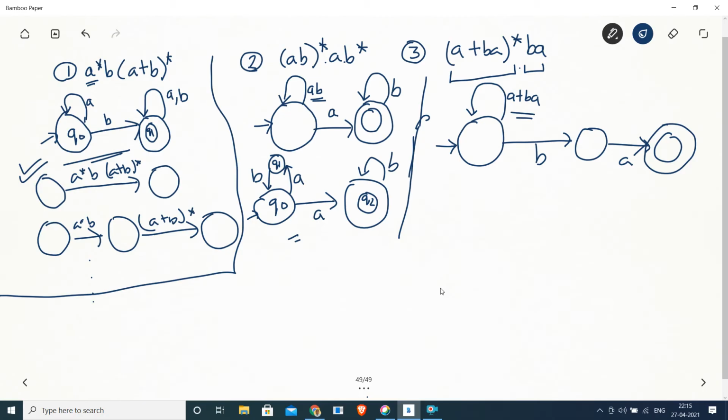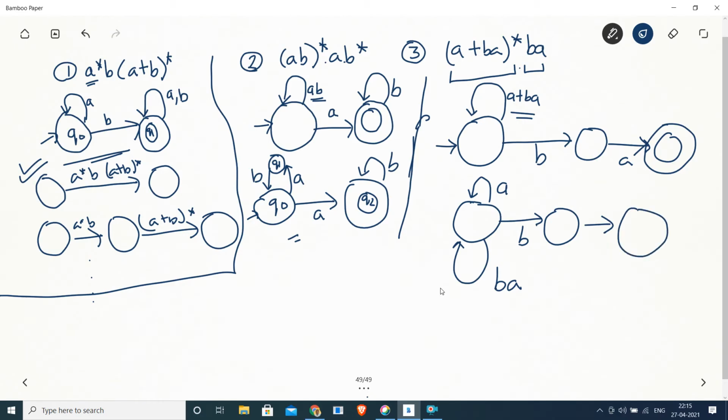So A plus BA. This plus means this is a parallel path. So let's remove this plus from here. And how can we remove this plus from here? This is one loop. Let this loop be for A. We make another loop for BA. And the rest of the automata remains the same. We will give names to the states afterwards so that first we reach the diagram. So this is how we have simplified it. Now again this BA is not allowed over here.